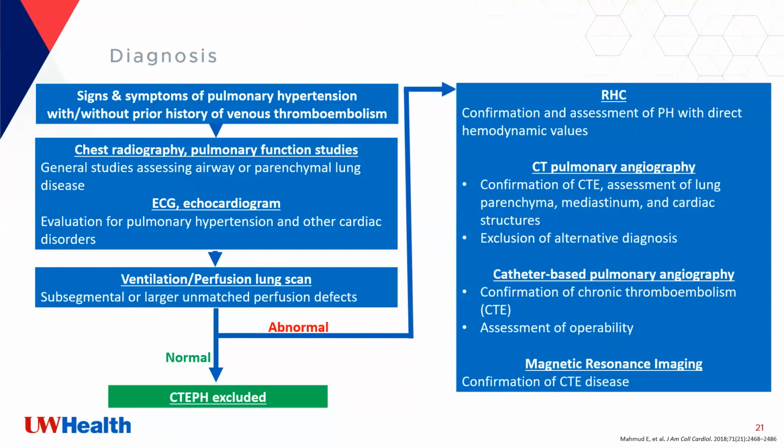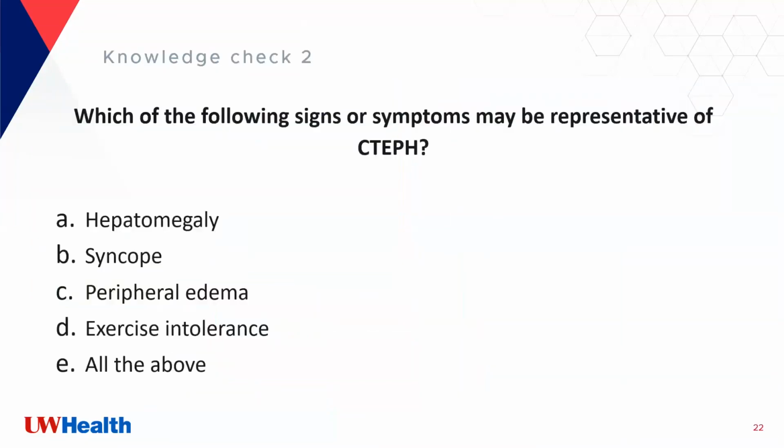tools or imaging. The other three that I have listed here really depend on the site and what each site prefers using. For example, CT pulmonary angiography will help to visualize clots and also exclude any alternative diagnosis. But again, it really depends on each specific site for diagnosis.